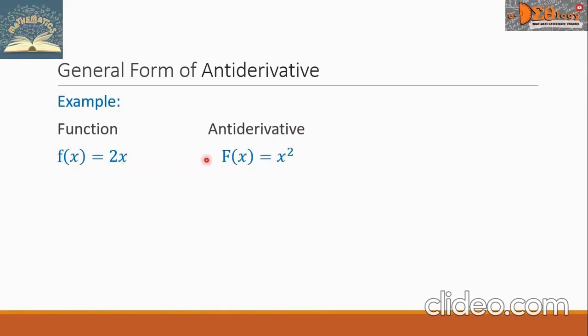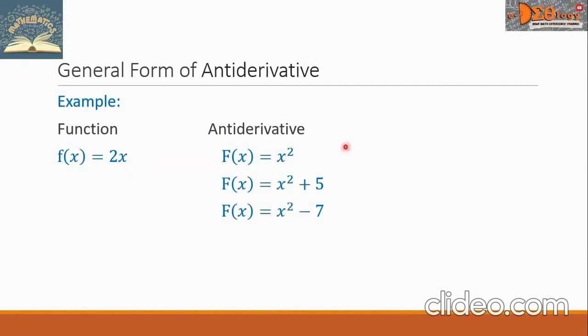Now, there are other antiderivatives for the function 2x. I will write one example. F of x is equal to x squared plus 5. The derivative of this function is 2x. Another example is capital F of x equals x squared minus 7. The derivative of this function is the function 2x.